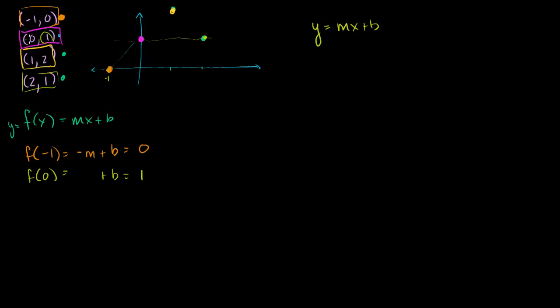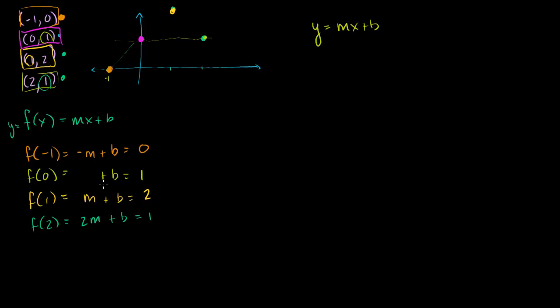Right? This is the x. This is f of x. The next one, let me do it in this yellow color, tells us that f of 1, which is equal to 1 times m, or just m, plus b, is going to be equal to 2. And then this last one down here tells us that f of 2, which is of course 2 times m plus b, is going to be equal to 1. These are the constraints. If we assume that our line can go through all of these points, then all of these things must be true.